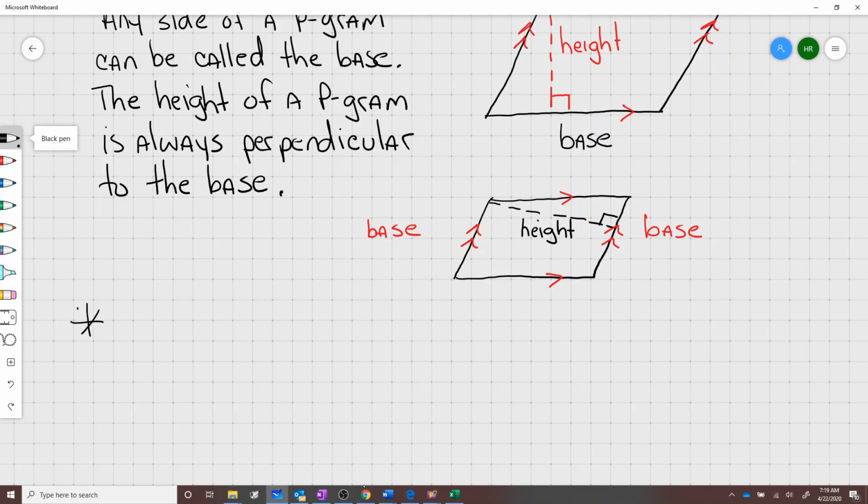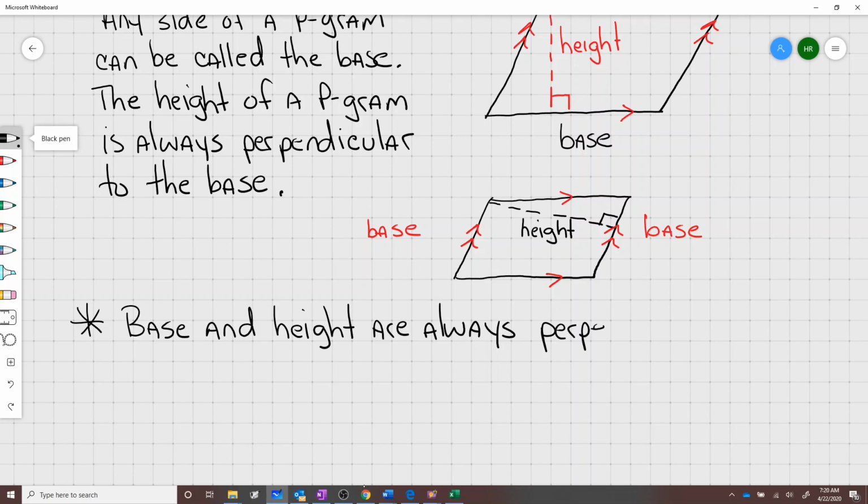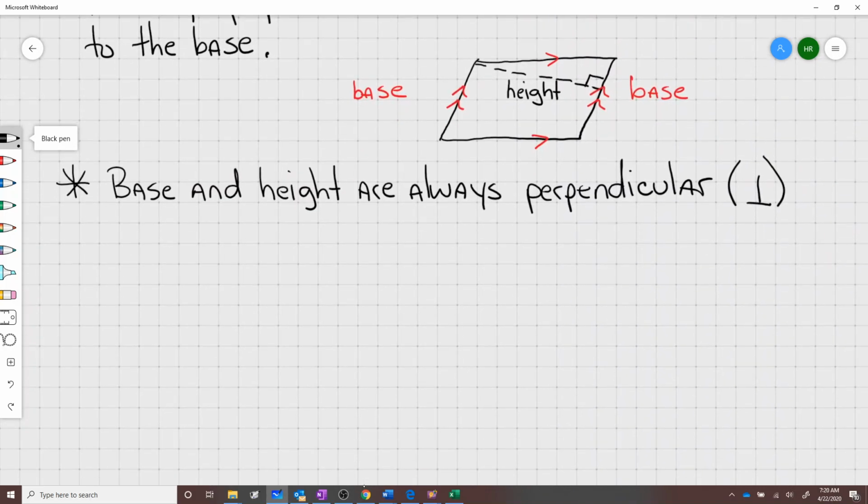Very, very important. Base and height are always perpendicular. And the symbol for perpendicular is your upside down T.